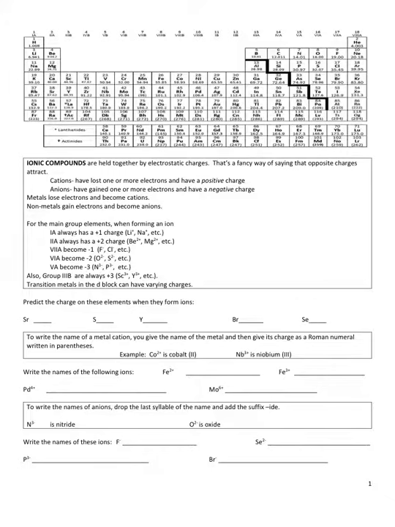Let's talk about naming ions, and in the next lesson we'll talk about naming ionic compounds. Ionic compounds are held together by electrostatic charges. That's just a fancy way of saying that opposite charges attract. Of course, cations have lost one or more electrons and have a positive charge. Anions have gained one or more electrons and have a negative charge.